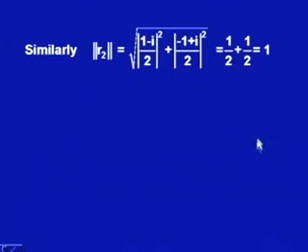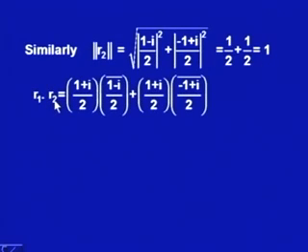Then on the same lines, one can find the norm of the second vector, and it is the magnitude of (1 minus i)/2 plus the magnitude of (minus 1 plus i)/2, this is the second component, and its square. When you calculate this, it is 1 by 2 and this is also 1 by 2. So, the sum of this is equal to 1.